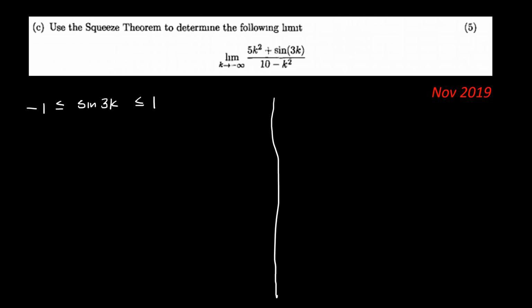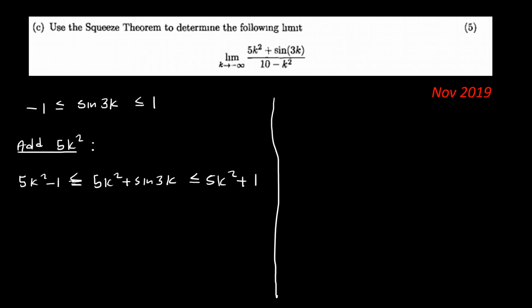You don't rush. You can't start by dividing, because dividing applies to everything. So you start by adding 5k squared. That's the first thing they did. Now if I add 5k squared, what do I have? I'll have -1 plus 5k squared. I won't have space, so let me write it here. If I add 5k squared to -1, I'll have 5k squared minus 1. If I add it to sine, I have 5k squared plus sine 3k. If I add it to 1, I have 5k squared plus 1. Then we are done with that step. The next step is what? Divide. They divided by 10 minus k squared.